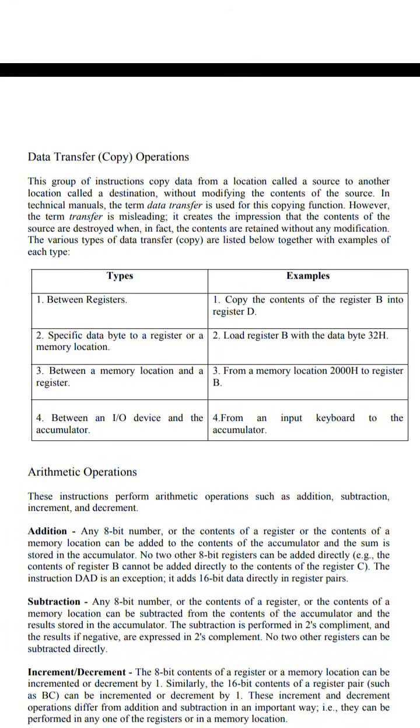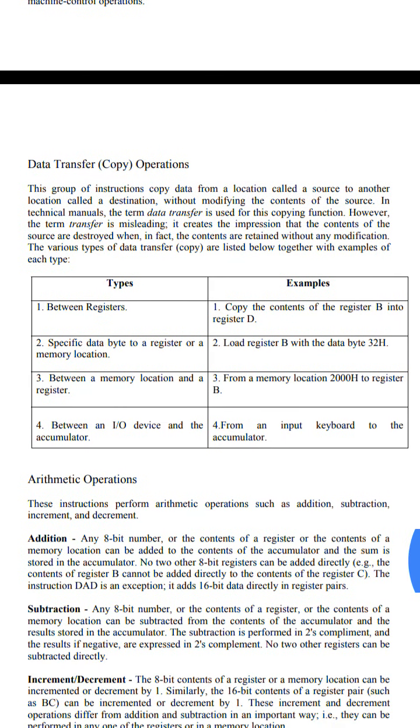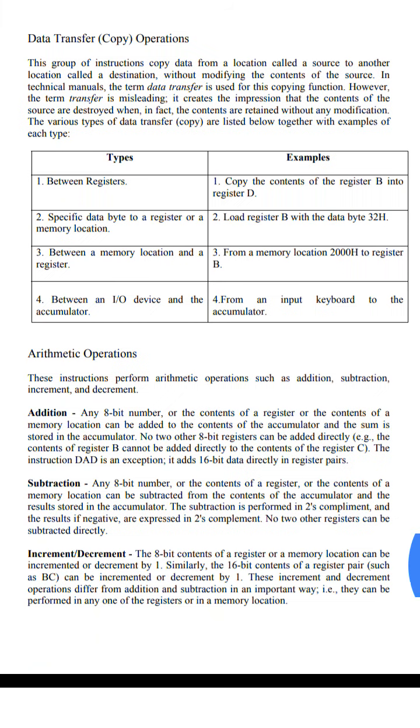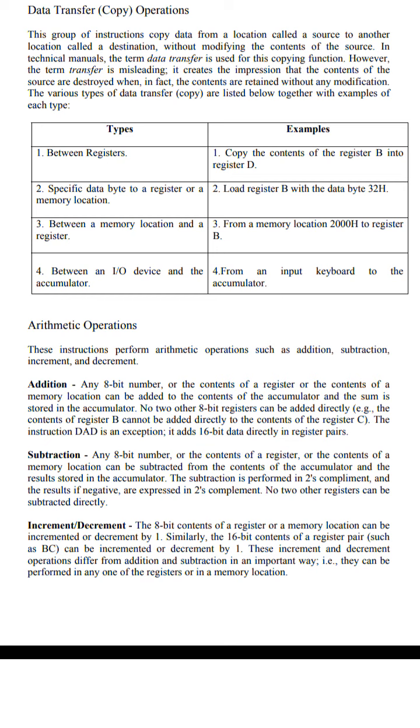The first type of instruction is the data transfer or the copy instructions or operation. This type of instructions copy data from a location, which means they copy data from the source and save it to the destination. This is known as data transfer or data copy. It can have the example like data can be transferred between the registers, which we saw in register addressing, for example, a copy of the content of register B into register D.